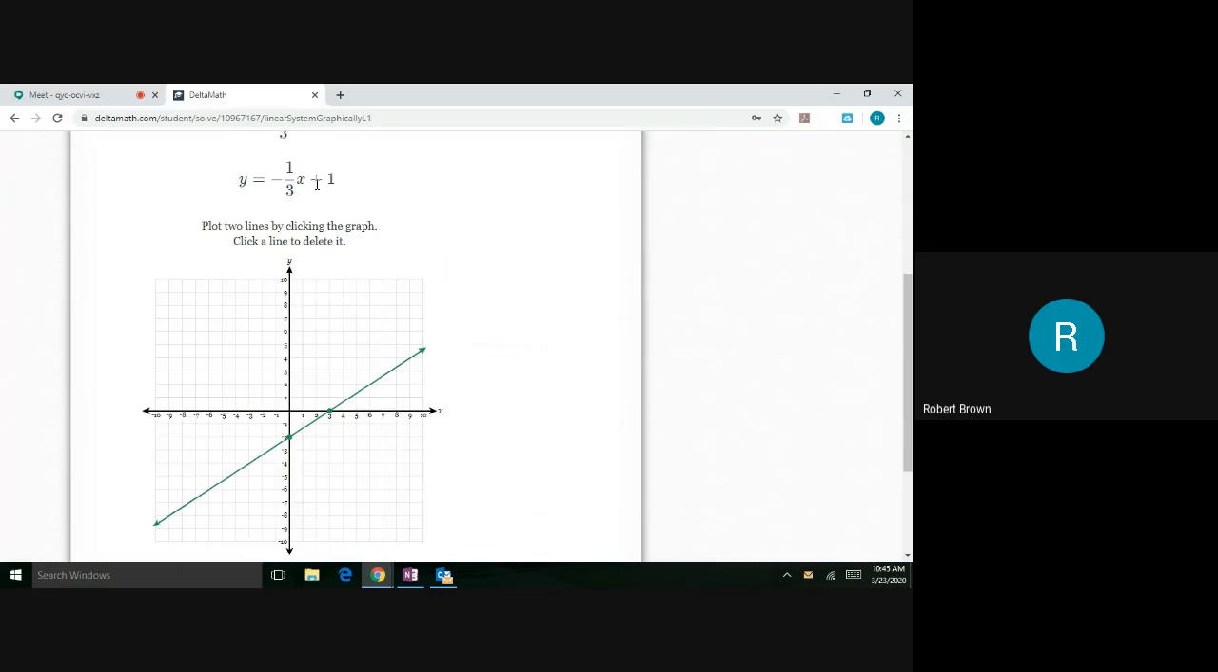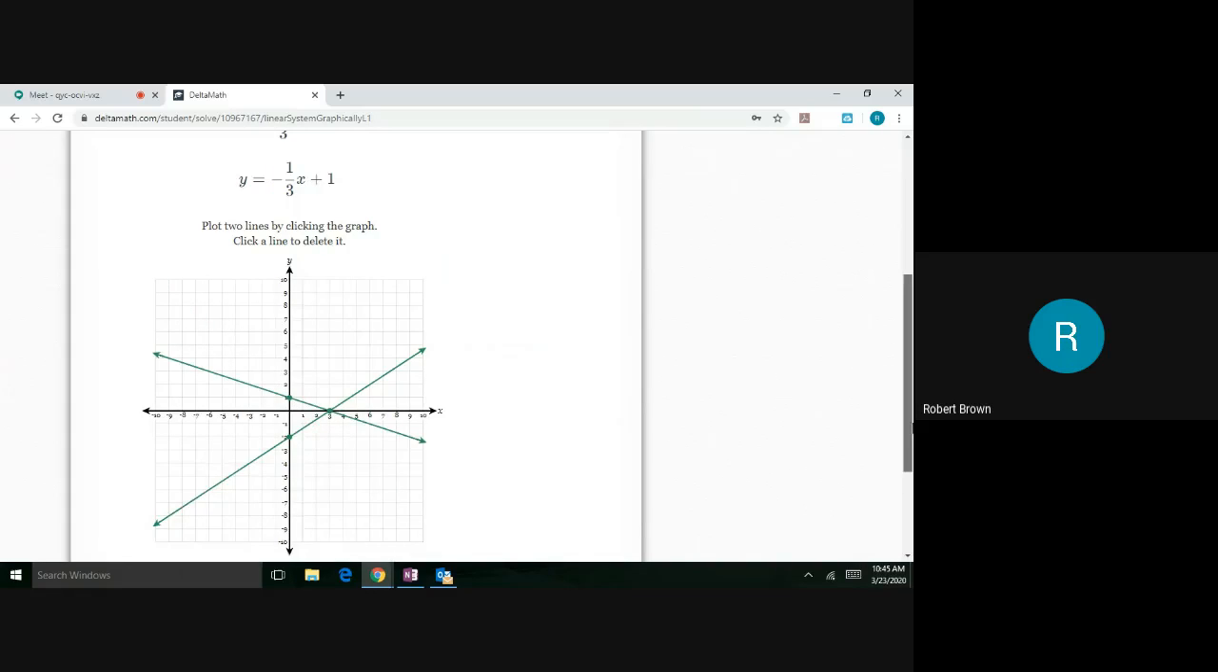So now let's look at the bottom. With the bottom one, the y-intercept is 1, so I'm going to go to 1 on my y-axis. Now, this slope is negative, so the top number tells me up or down. Since it's negative, I'm going to go down 1, since my top number is 1, and then to the right 3. So 1, 2, 3.